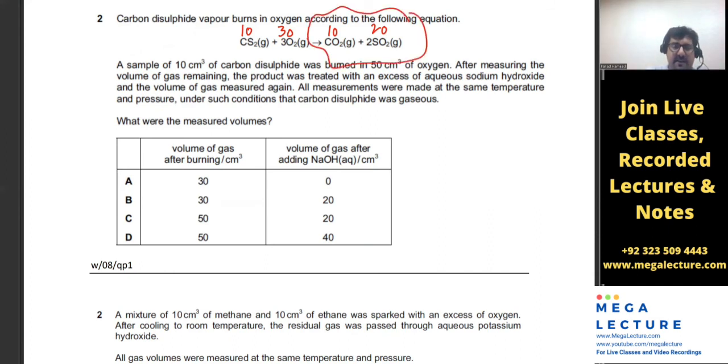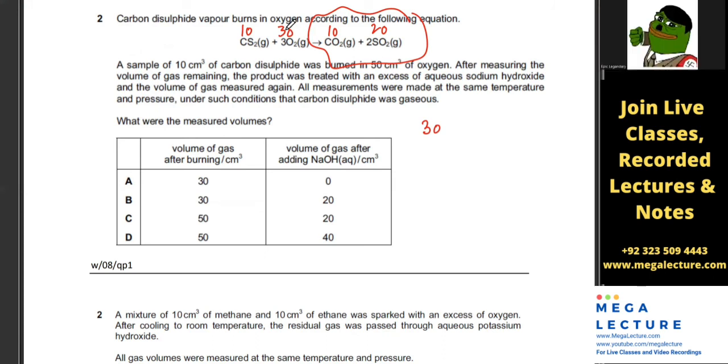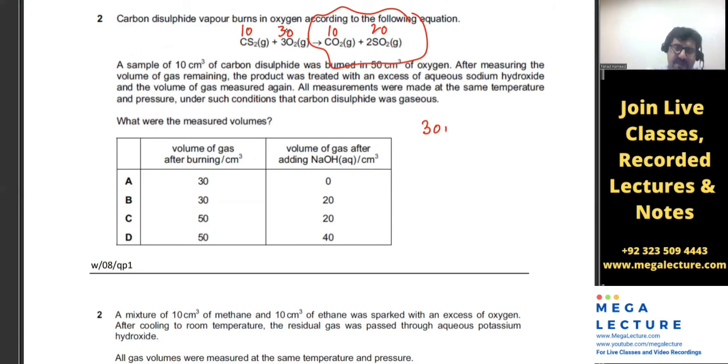30 is the products that are produced, and that's how much oxygen is unreacted. Out of the 50, 30 is reacting, right? 20 is unreacted. So the final mixture involves the 20 unreacted gas as well. So the products you have are CO2 and SO2, and you've got unreacted oxygen as well. So the volume of gas after burning is 50, right?